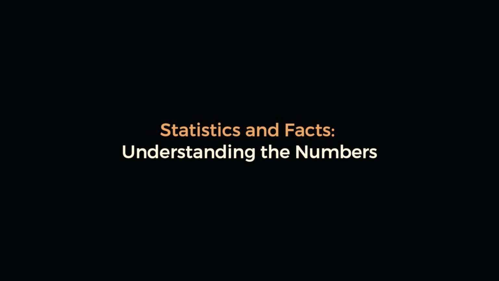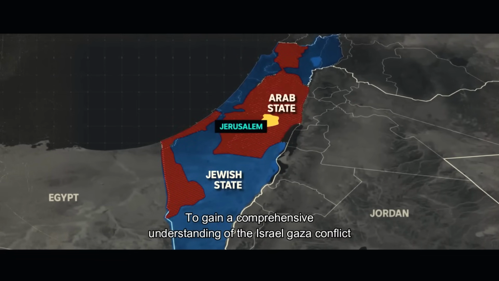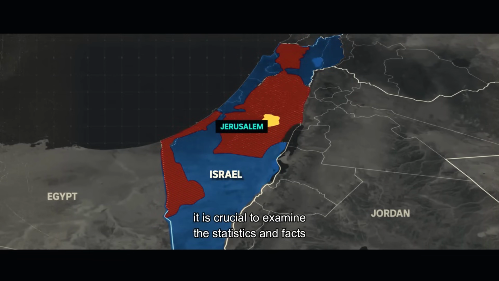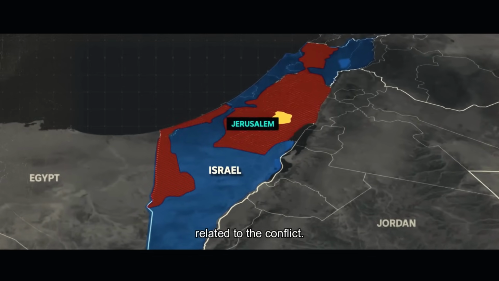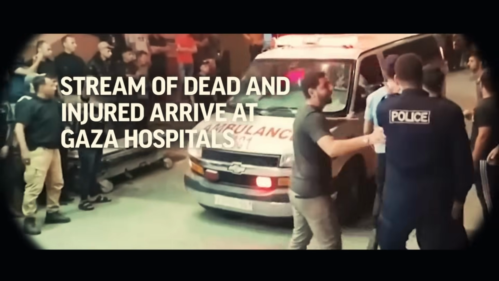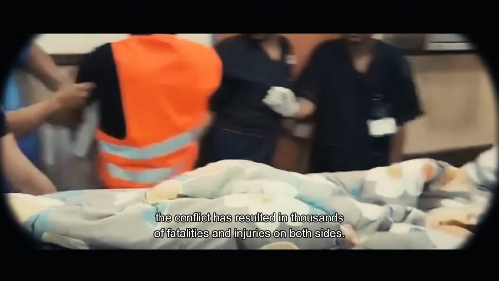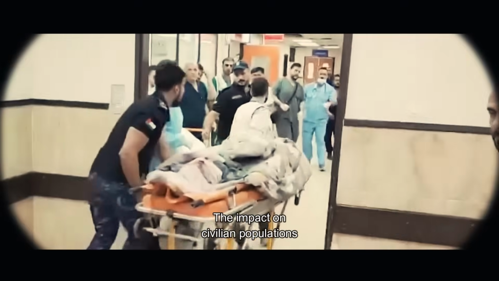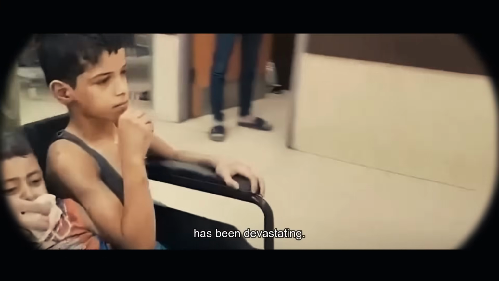Statistics and facts. Understanding the numbers. To gain a comprehensive understanding of the Israel-Gaza conflict, it is crucial to examine the statistics and facts related to the conflict. Since its inception, the conflict has resulted in thousands of fatalities and injuries on both sides. The impact on civilian populations, particularly children, has been devastating.